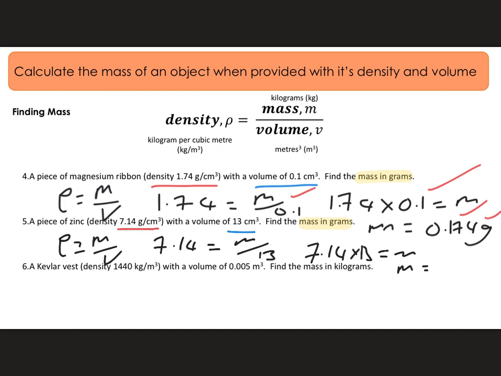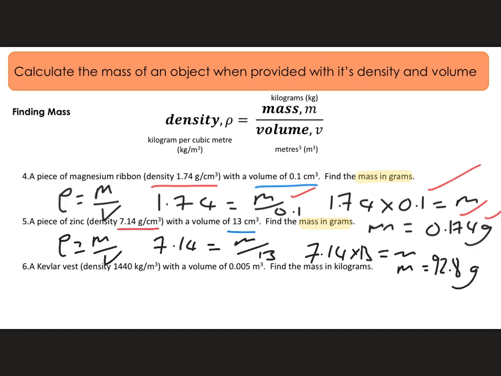we could put that into our calculator. So we want to do 7.14 times 13 there. So here we get an answer of 92.82 on our calculator. I actually round that to 3 significant figures because that's what I was given in the question. I get an answer of 92.8. And remembering our units, we want it to be in grams.